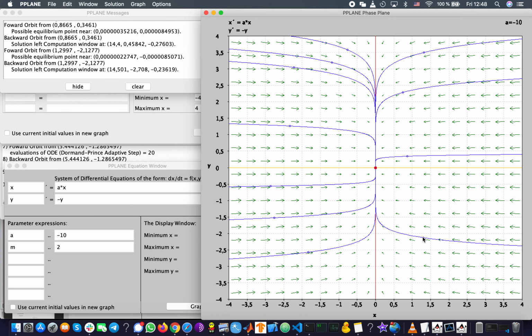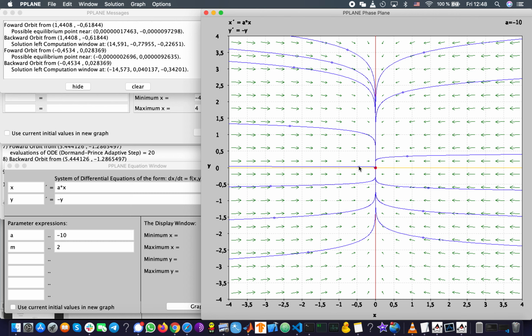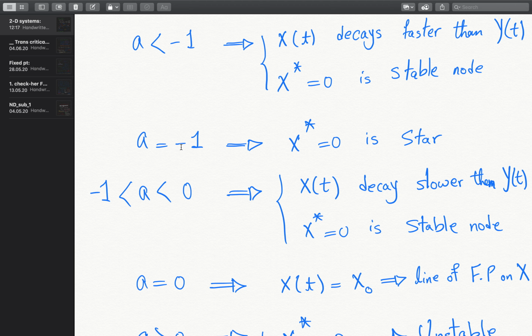So this is when we have a less than -1. I'm saying that by changing these parameters you can see different behaviors. And x star is the stable node, right? X star here is the stable node, and all of them will converge to this, and there is no repelling from that. If a is -1, as we saw, x star is a star, which we call a star just because of its shape. It's not important, and it doesn't happen that much.